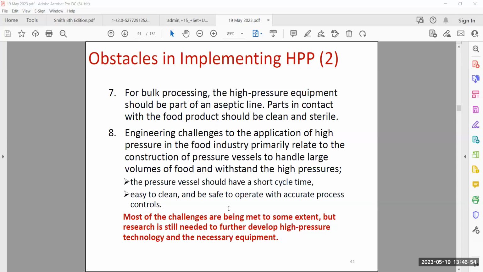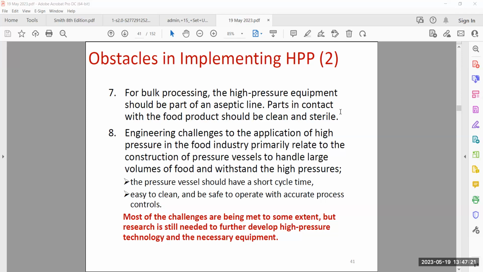And for bulk processing, the high pressure equipment should be part of the aseptic line, and parts in contact with the food should be clean and sterile. This can sometimes be a bit of a hurdle, especially for an established company where part of their processing is not aseptic processing, so they have to modify, and there's going to be a longer downtime for it.